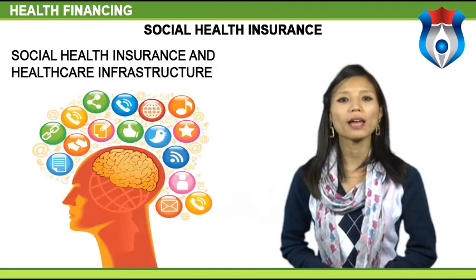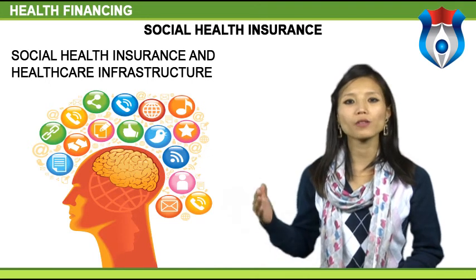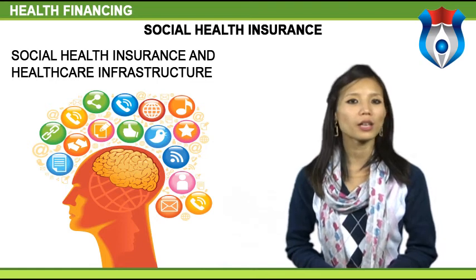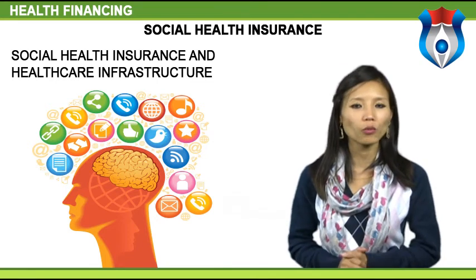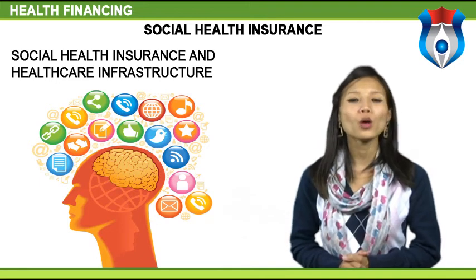Social health insurance and healthcare infrastructure. Health insurance gives the insured population an entitlement to health services. It is therefore important to ensure that the health infrastructure exists to provide those services and that there is some incentive to comply with insurance.